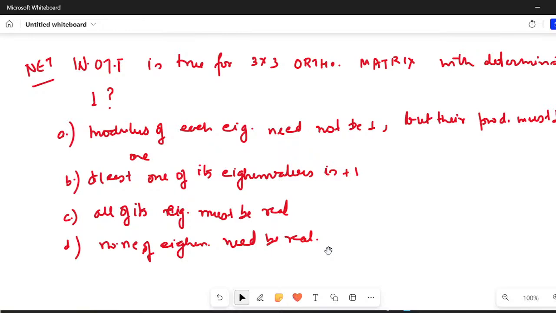I think this is quite an easy question. We have done great results on this already. We have done a good amount of questions on eigenvalues and eigenvectors for orthogonal matrices. So this is directly a property based question. So let us do this question.